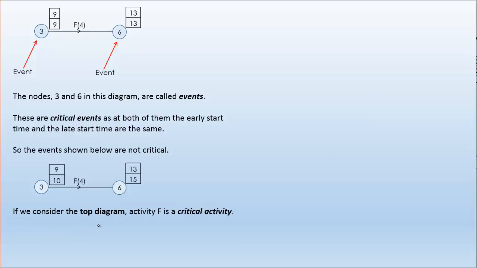If we consider the top diagram, this one up here, activity F is a critical activity. And we can tell that because if we do 9 plus 4, it gives us 13. Not all activities that join critical events are critical, but you can only be a critical activity if you join two critical events. So F is in this case critical. We've said that. It's a critical activity. And it's between two critical events. There's no way that this F here could be critical because the events at either end are not critical.